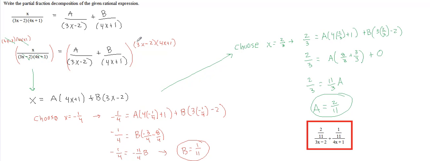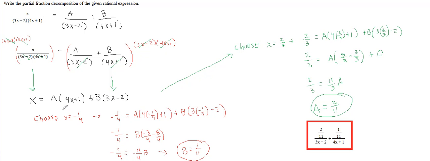On the right-hand side, the 3x minus 2 will cancel with the first one, so we'll just have A times 4x plus 1. And on the second one, the 4x plus 1 will cancel, so we'll just have B times 3x minus 2. Then we're going to use the convenient x method, where we choose our x to be something convenient for us so that it'll cancel off either our A or B.